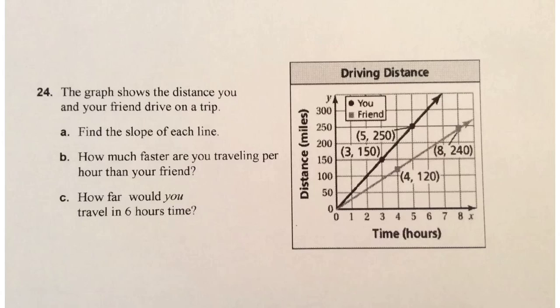How much faster are you traveling per hour than your friend? So make sure you take those slopes for part A and put them each in the per hour, because that way part B is way easier. It's just how much faster are you traveling per hour than your friend. And C, how far would you travel in 6 hours? Well, if you know how much you're traveling per hour, it should be easy to find out how far you would go in 6 hours. And remember, that's the U line that you're looking for the 6 hours. You can actually find that right from the graph. For the U line, go over to 6 hours and go up. Well, what is that in distance in miles? You can see the answer right from the graph.